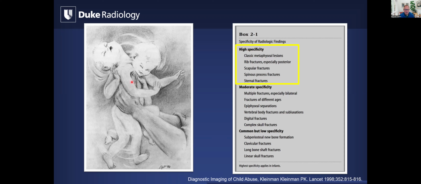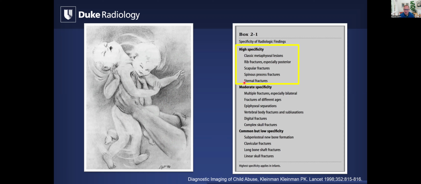And then you talk about scapular fractures. So again, force right there on the shoulders, so we can get scapular fractures. We can get spinous process fractures from force directly on the spinous process of the spine. And then the thumb's positioned over the sternum. So this is a great graphic that illustrates what we're looking for. We're looking for those rib fractures, scapular fractures, spinous process fractures, and sternal fractures.